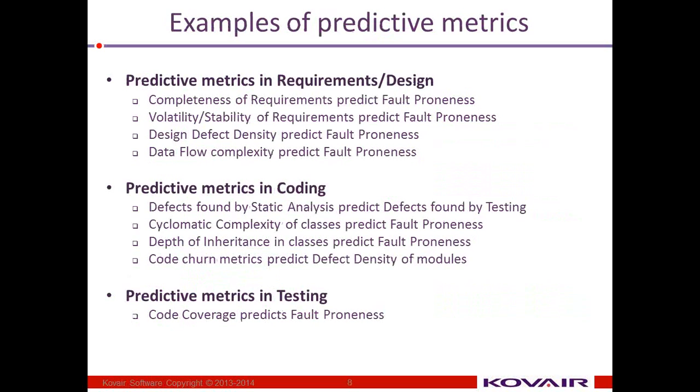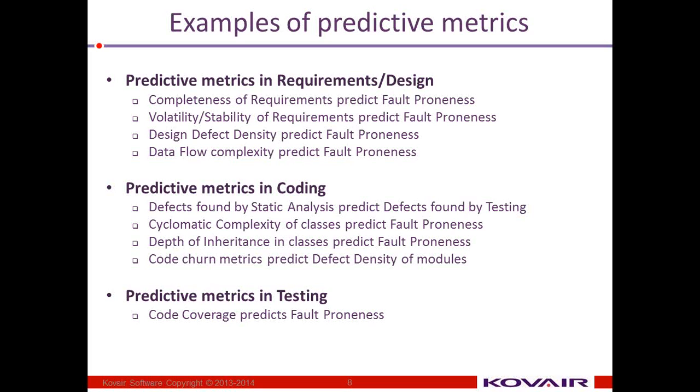Okay, so let me give you some examples as to how these predictive metrics can be used to determine which areas of the product or the application will be faulty. These are some of the information gathered from across the industry, or from our daily experience of producing different applications. So let me talk about some of the metrics in the requirements or design phase. Completeness of requirements is generally a good predictor of fault proneness. From our experience, we have seen that incomplete requirements are a major factor in producing faulty products and causing customer dissatisfaction.